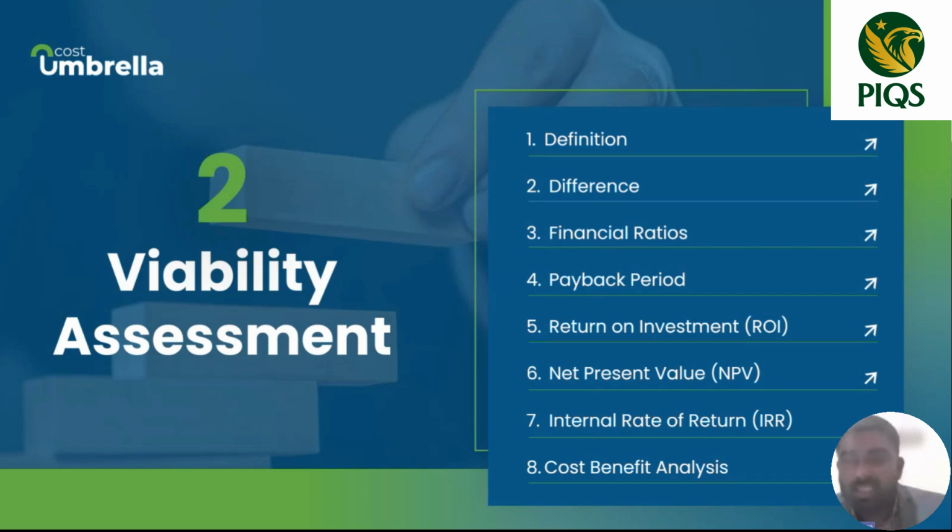Then, as we discussed the 5 feasibility study types, we have several ratios and several assessment methodologies or methods to do a viability assessment. After the definition and differences of assessment, can we go to the next slide, please?